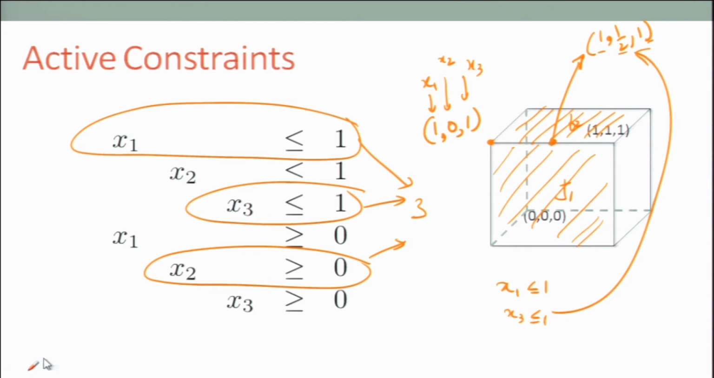All right. Now let's look at another point, which is half, comma, half, comma, half. How many constraints does this activate? You can say it activates 0 constraints. It's right at the center of the cube, and it doesn't activate any constraint.